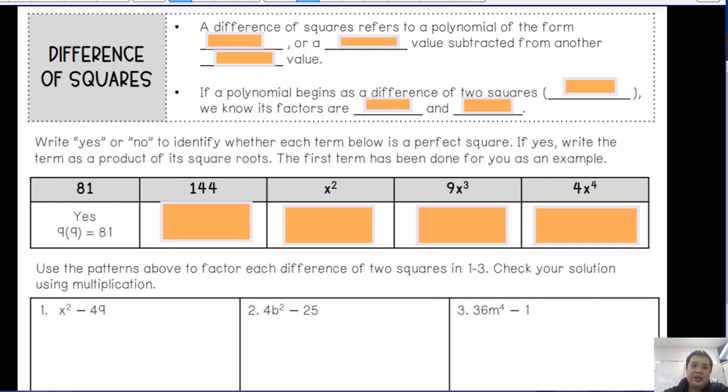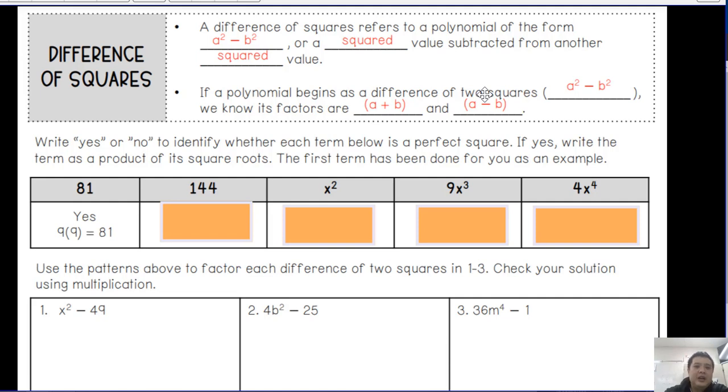So, starting with the difference of squares. The difference of squares refers to a polynomial in the form of a squared minus b squared, or a squared value subtracted from another squared value. If a polynomial begins as a difference of two squares, a squared minus b squared, we know the factors are a plus b and a minus b. So, first we have to be able to identify our perfect squares. Determine whether the following are perfect squares or not. If they are, write the term as a product of its square roots.